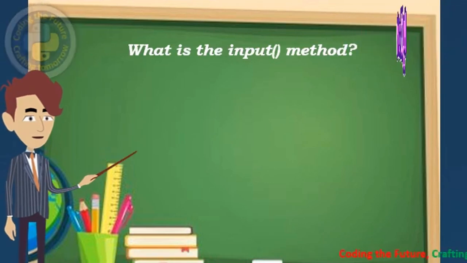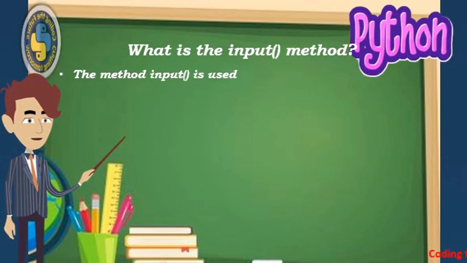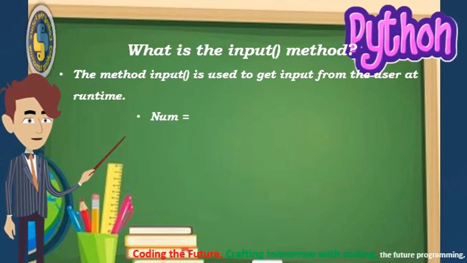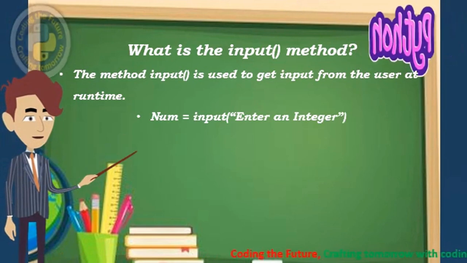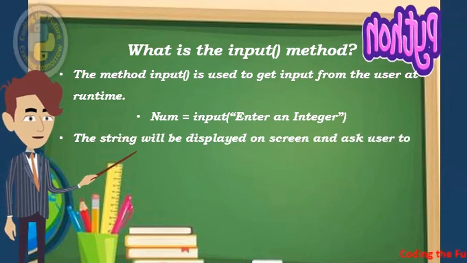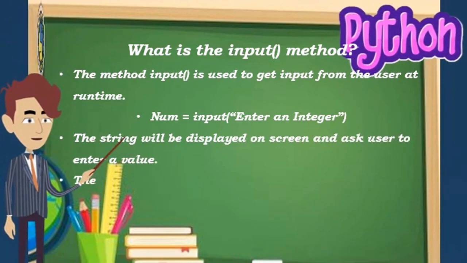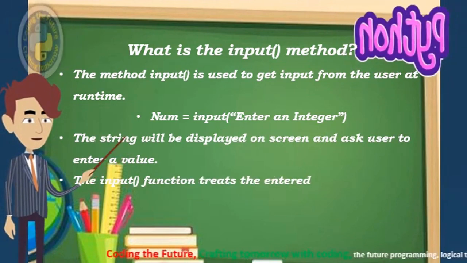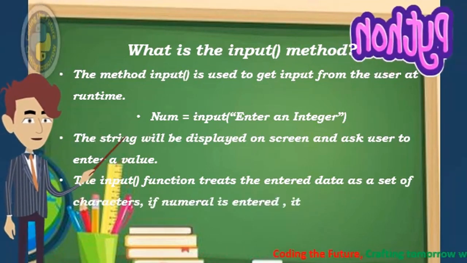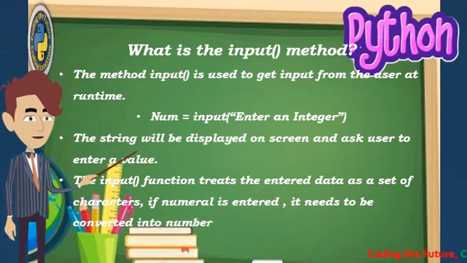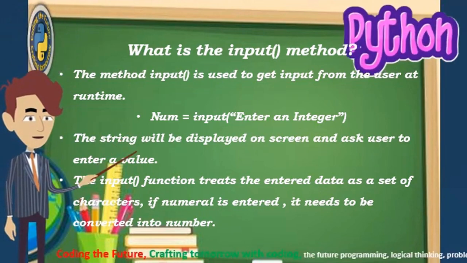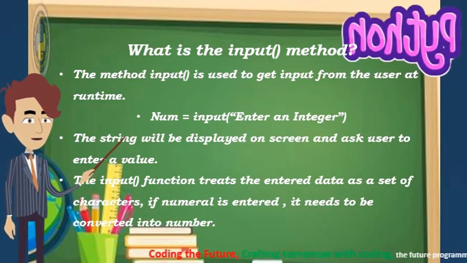What is the input method? The method input is used to get input from the user at runtime. The syntax is num = input("Enter an integer"). The string will be displayed on the screen and ask the user to enter a value. The input function treats the entered data as a set of characters. If a numeral is entered, it needs to be converted into a number.